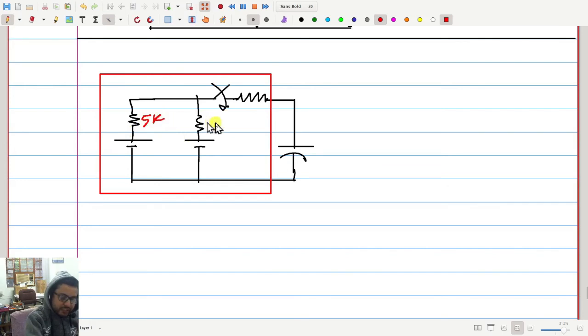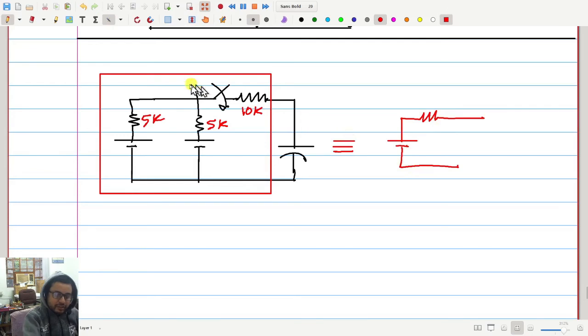Suppose this is 5K, this is 5K, and this is 10K. What will be the Thevenin equivalent? 12.5. The Thevenin resistance will be 5K and 5K in parallel, which is 2.5, plus 10, that is 12.5. And how much will be the Thevenin voltage? 3.5. It will remain the same.